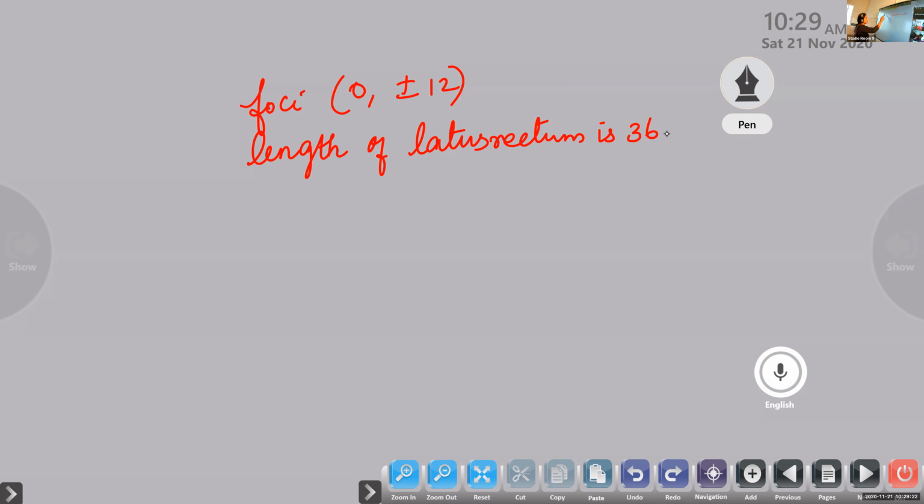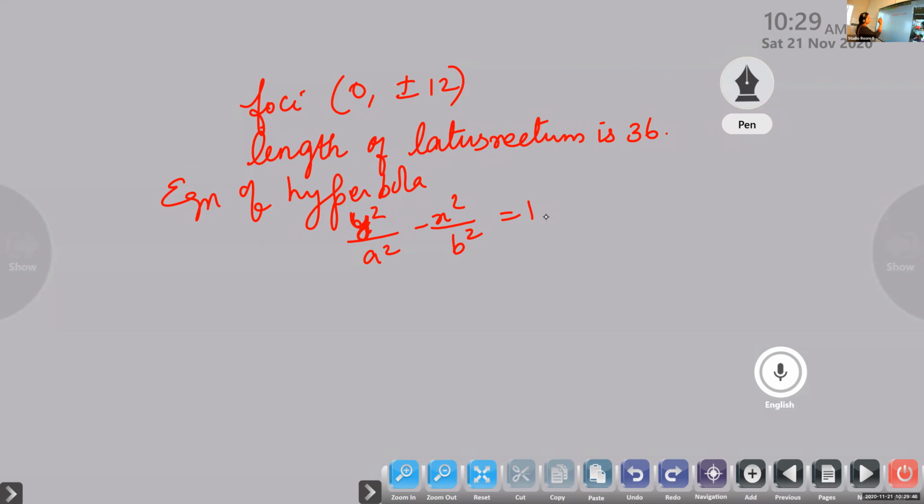So now look at this, the focus lies on the y-axis. Therefore the equation of the hyperbola is of the form y square by a square minus x square by b square is equal to 1. Focus is on the y-axis. So this is of the form 0, plus or minus c. So compare it, equate it, and find out the value of c.